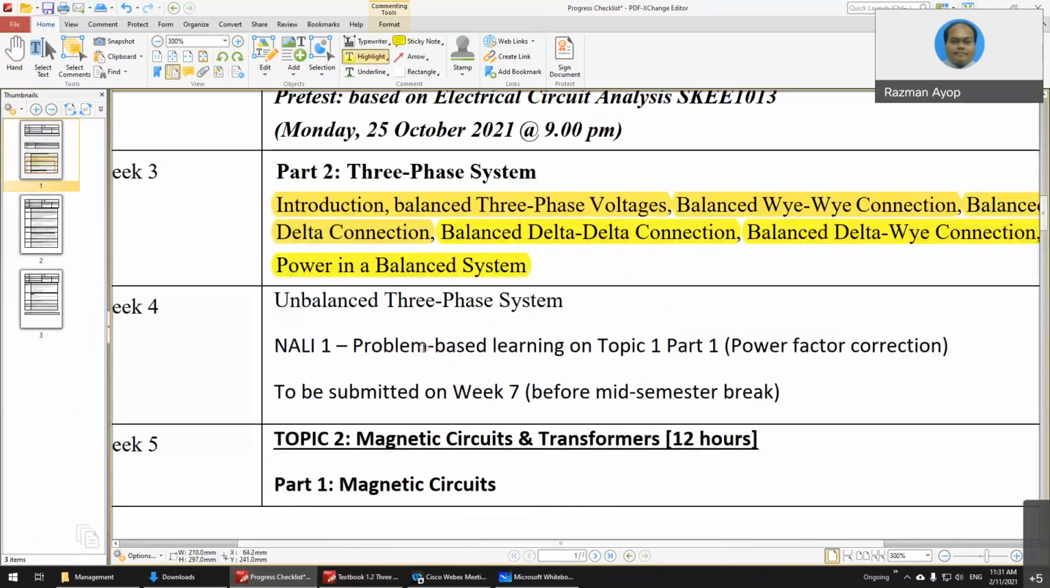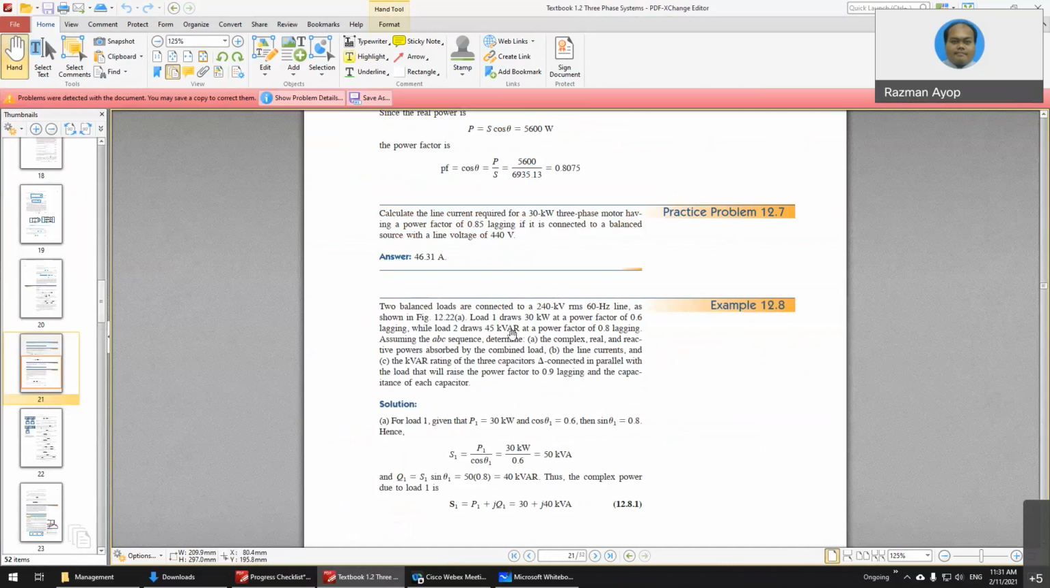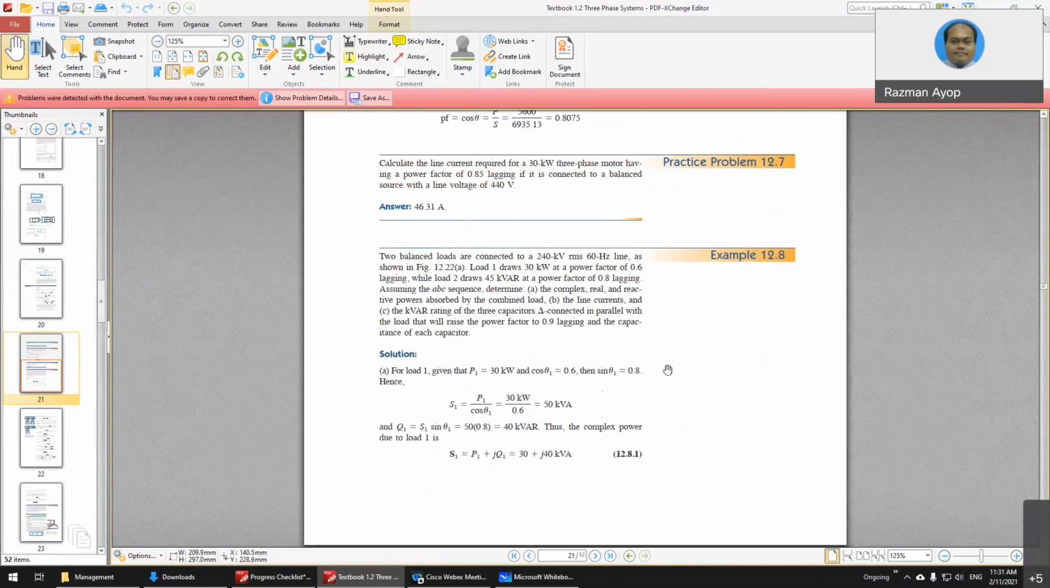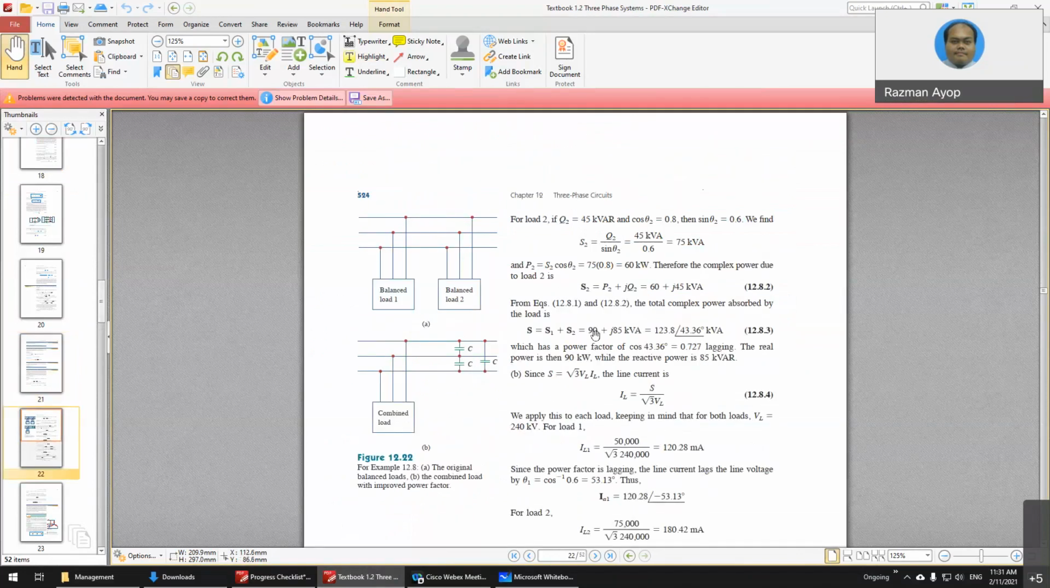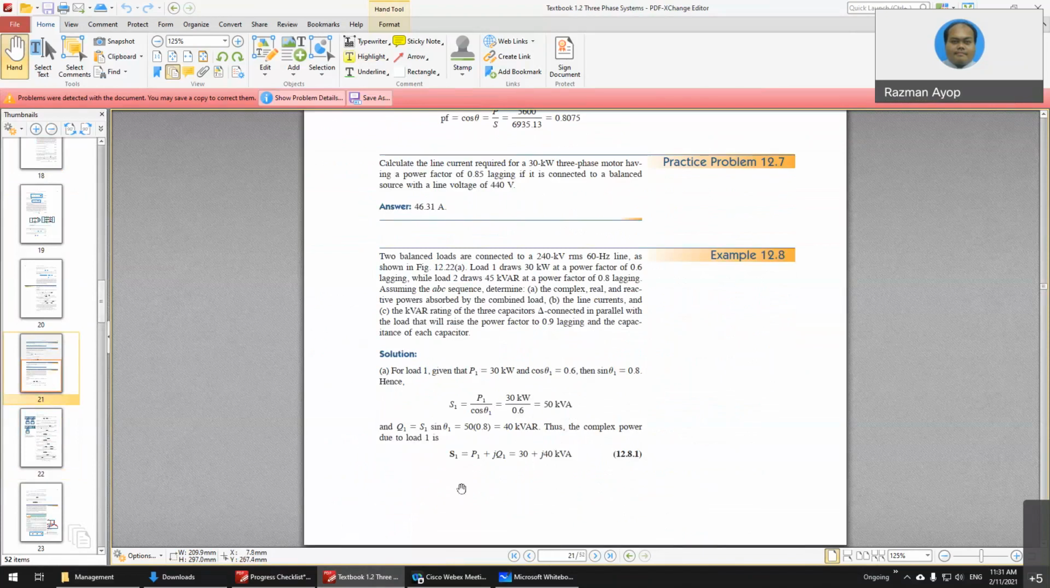NALI 1 means power factor correction, almost the same as the single phase, but this one focuses more on the three-phase system. For this case, I will not show you because it's not in the syllabus, because the syllabus only focuses on the single phase. But you have to learn it also because this one is in your assignment, extracurricular.